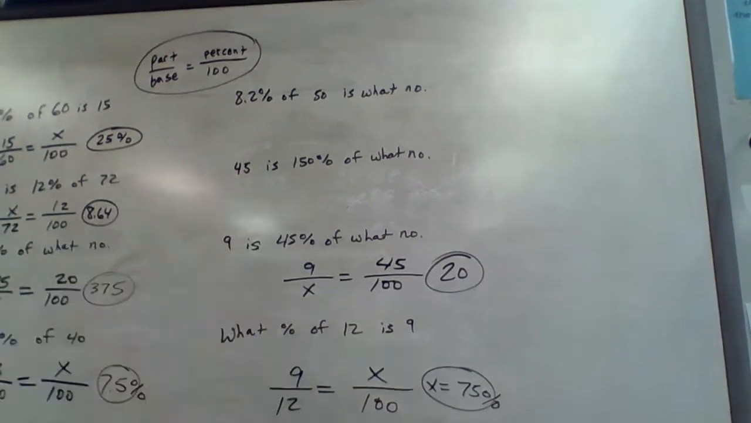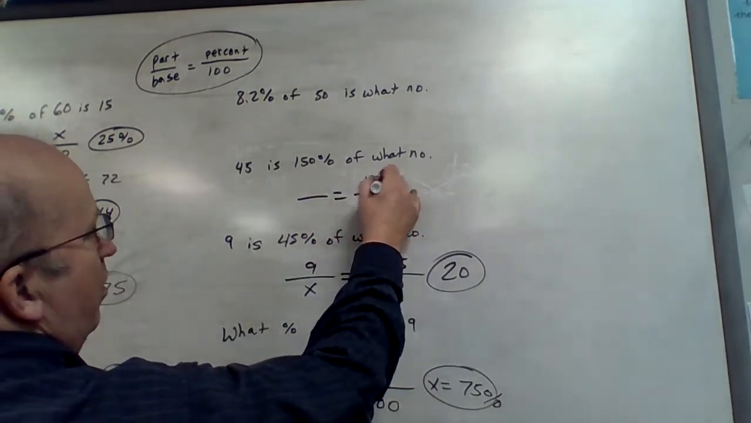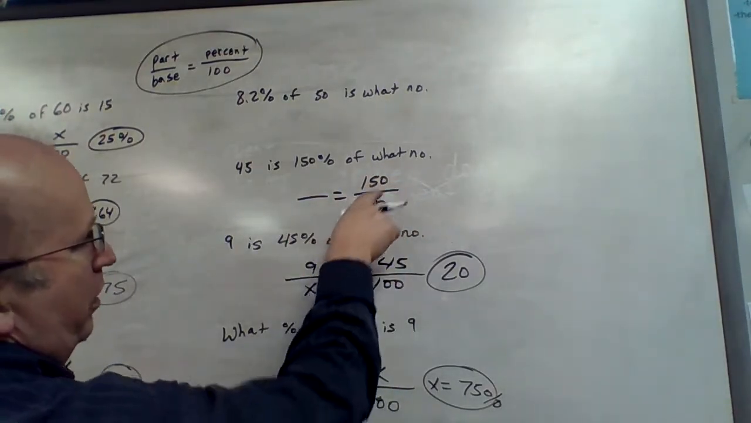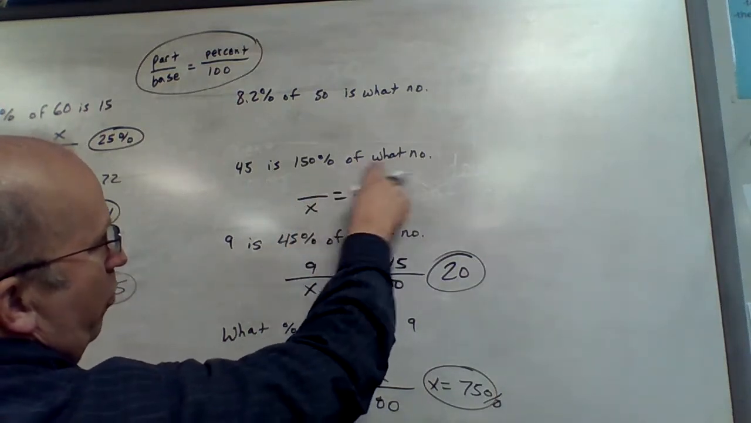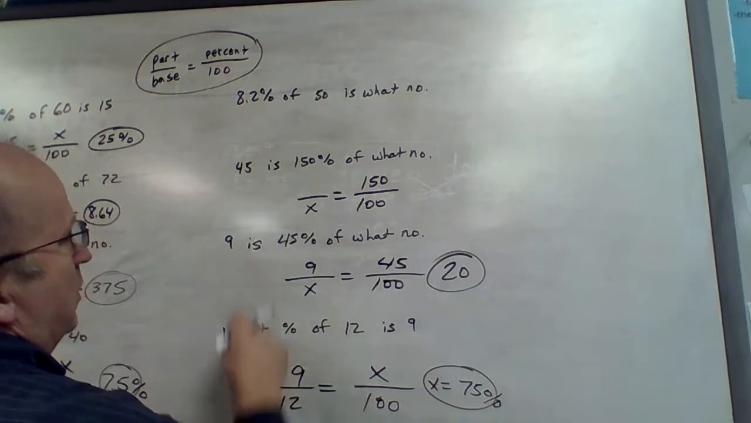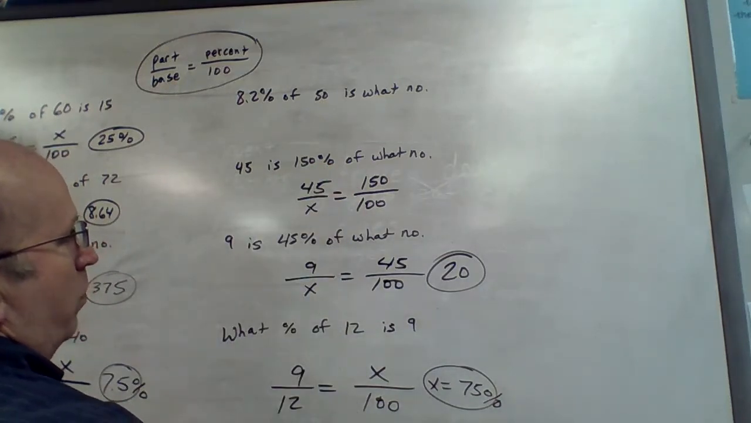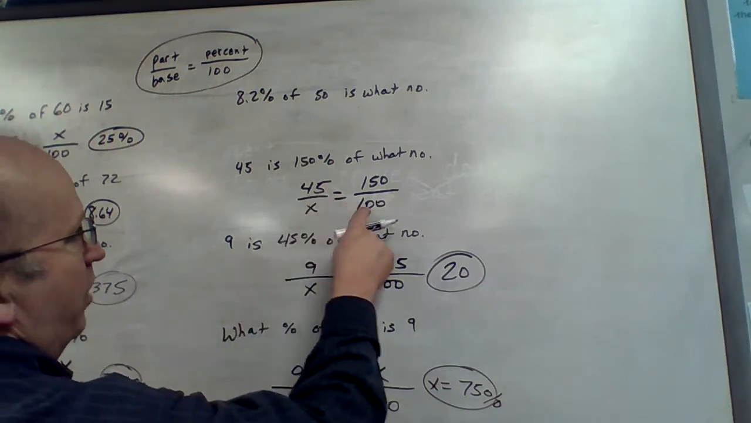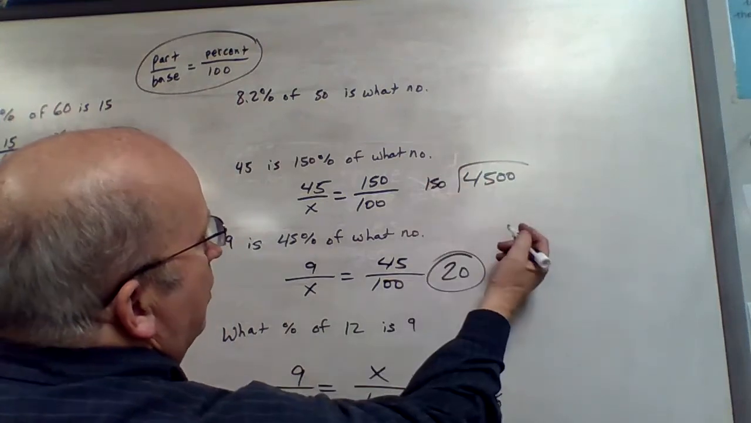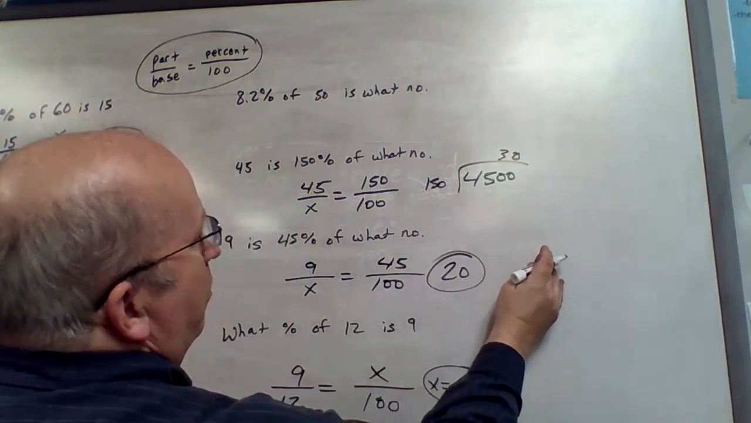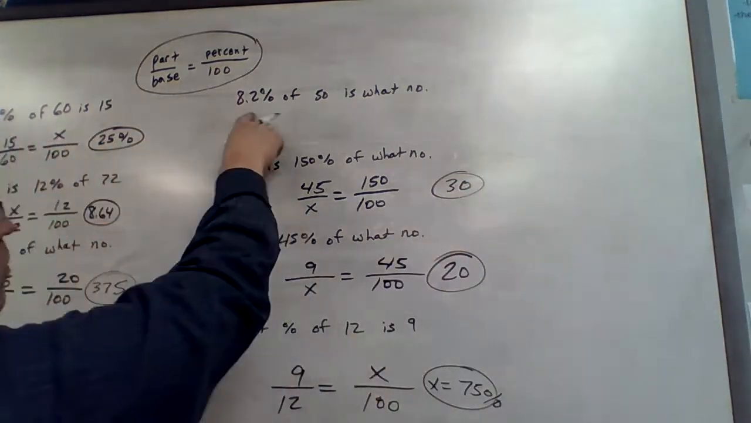Okay, let's try this one. 150%. That's interesting. That means I've got to put 150 over 100, right? I don't know the bottom number because I don't know the number that follows the word of. I do know the 45 though. So what do I do now? I'll take 45 times 100. That's 4,500. And we're going to divide by 150. And that's going to go 30 times. There's my answer, 30.